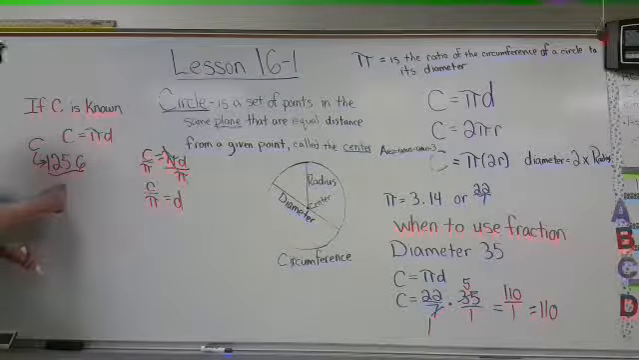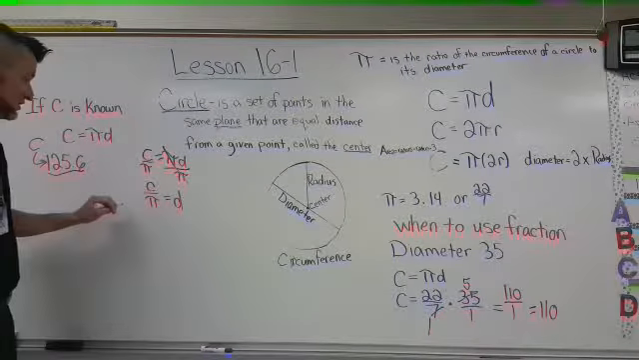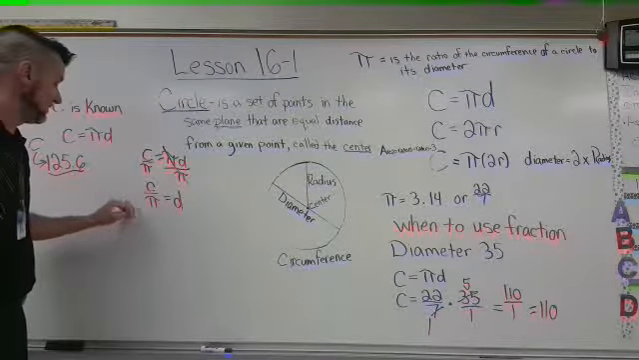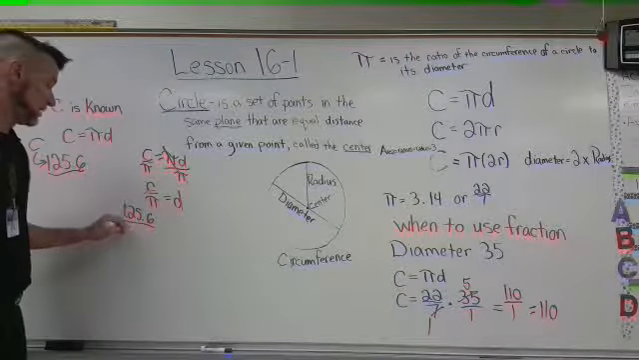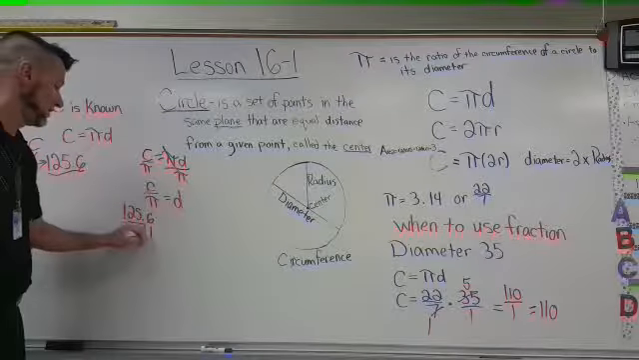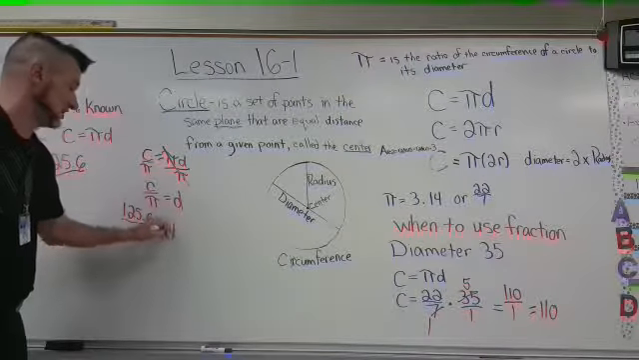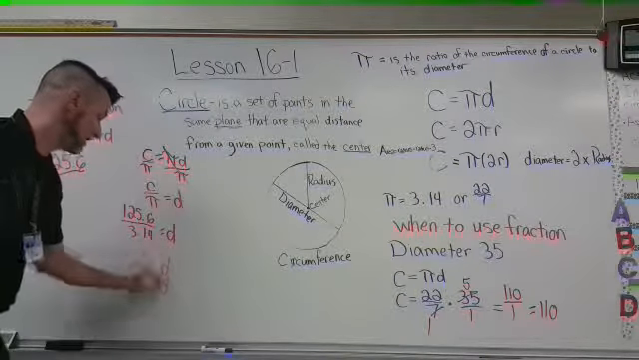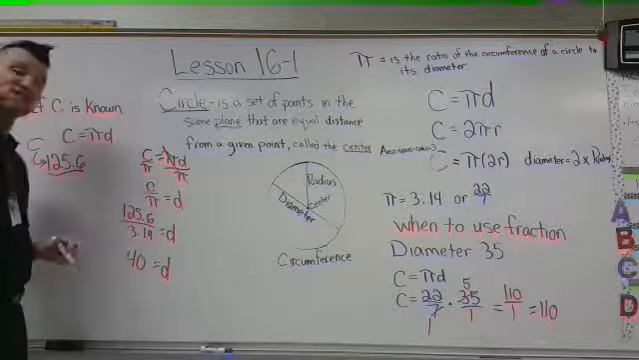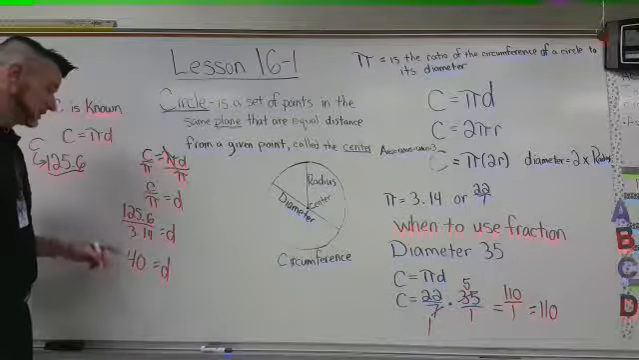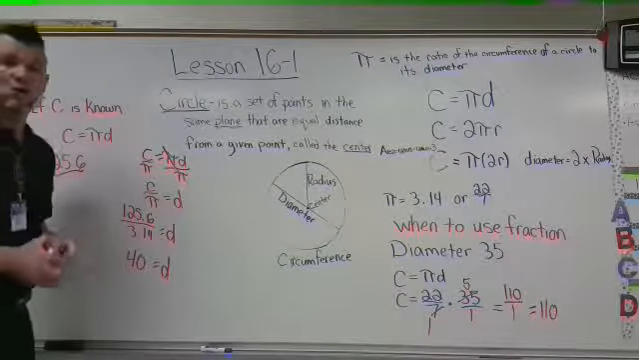So going back to this original number we have, if we enter it, we have 125.6, and we divide that by 3.14 to equal D, which when we do the math, D equals 40. So we know if the circumference is 125.6, the diameter must be 40 according to the formula.